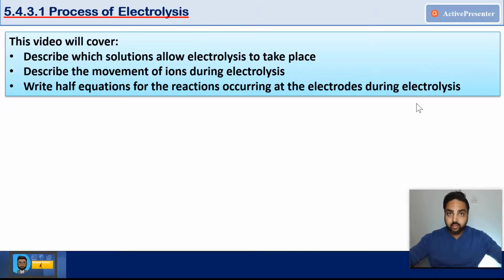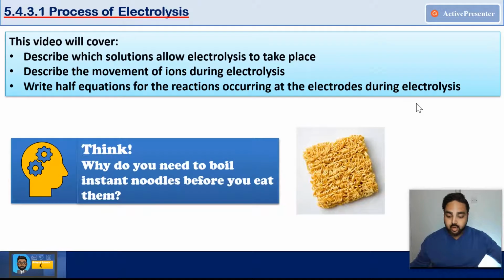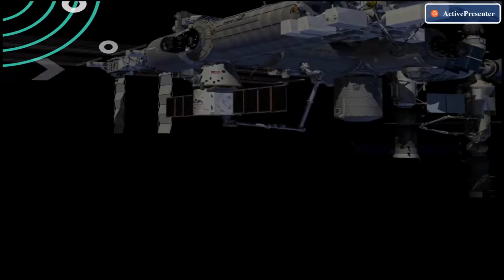Now, in terms of all of this, the aim is to understand the general idea of electrolysis, and we're going to dig deeper into the next few videos with specific examples. The first thing I want you to think about while the introduction plays is, why do you think we need to boil egg noodles before we use them to cook? Everyone's had instant noodles. Why is it that we are boiling these egg noodles before we cook them? You ready? Have a think.